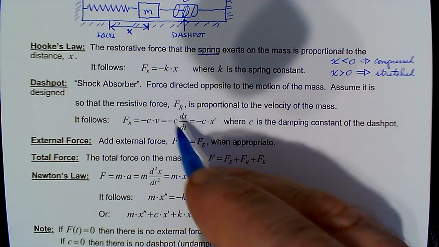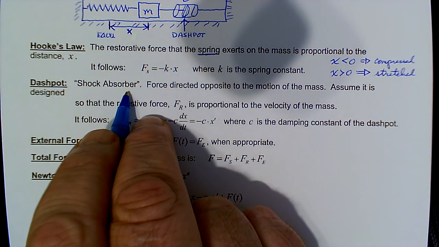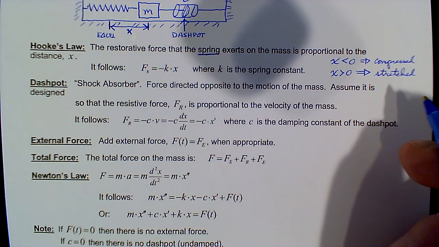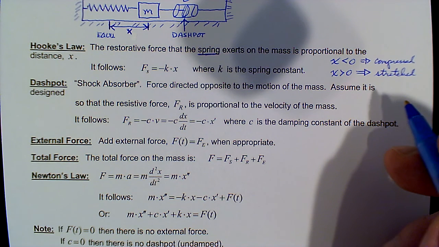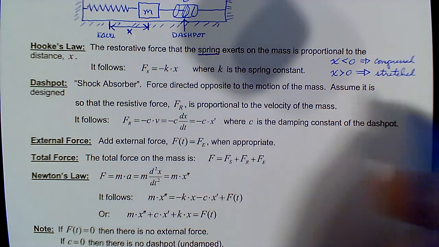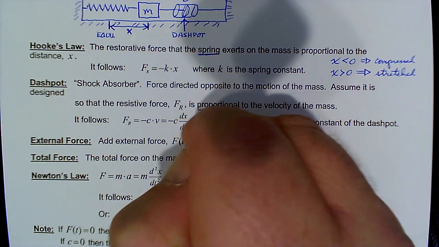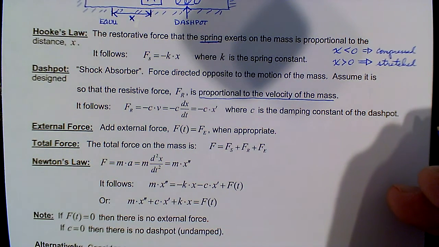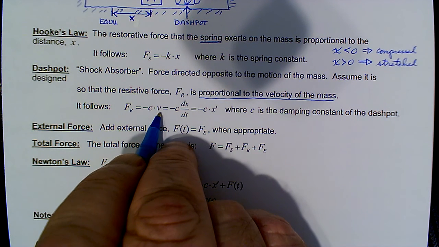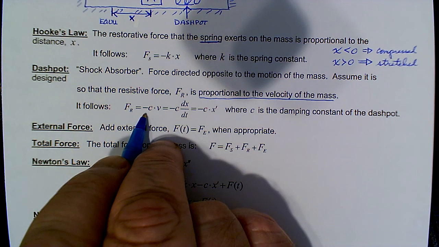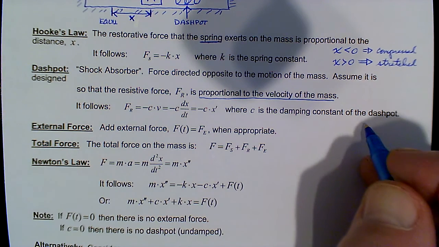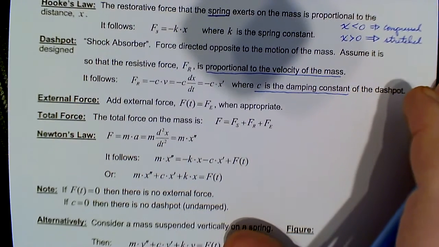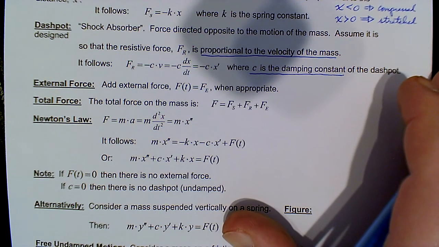And then we have our dashpot. The dashpot, like I mentioned, is a shock absorber, and it has a force that's directed opposite to the motion of the mass, and its restorative force, we'll just call F sub r, is proportional to the velocity of the mass. So if it's proportional to the velocity of the mass, then it's equal to some constant times the velocity. And again, we'll take it negative to be negative c, where c is the damping constant of the dashpot. So that's going to be given. So depending on how you design the dashpot or your shock absorber.